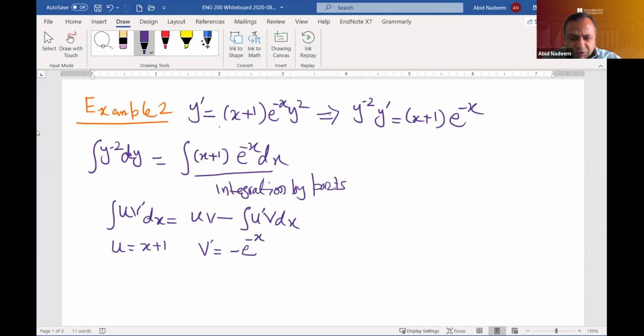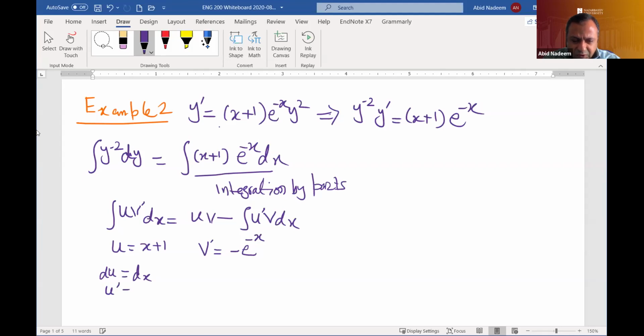In order to apply this formula, what we need is u, v, and so u and v prime we know. So we need du, which is u prime, and we also need the value of v. This one we will differentiate. So du will be the derivative of x plus 1, which is dx. Or u prime, which is du over dx, will be equal to 1.